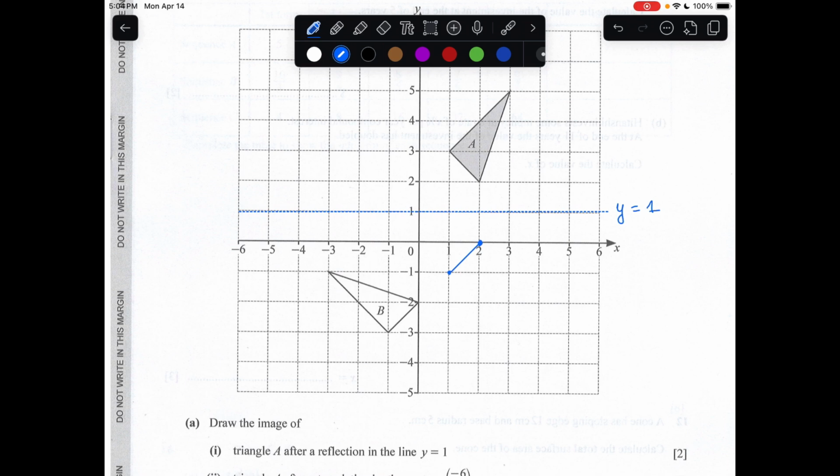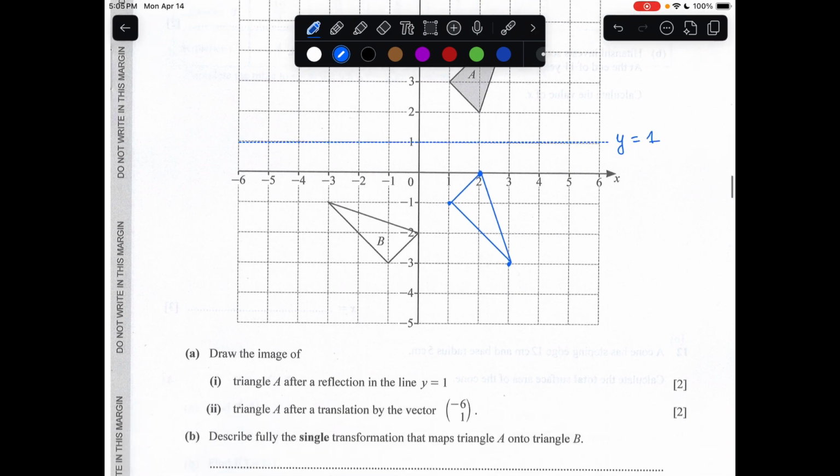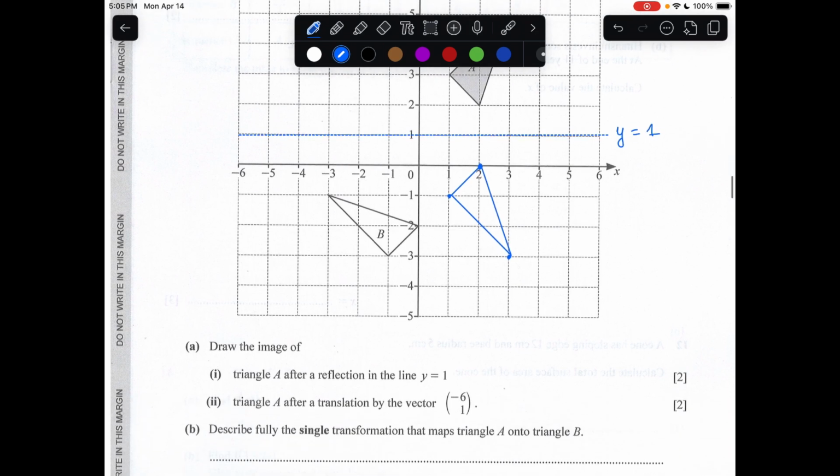And the last one is 1, 2, 3, 4 units away from the mirror. So go 4 units away from the mirror. 1, 2, 3, 4. It's going to be over here, which is 3, negative 3. Connect and draw your sketch with the ruler. So that is the reflection of triangle A.